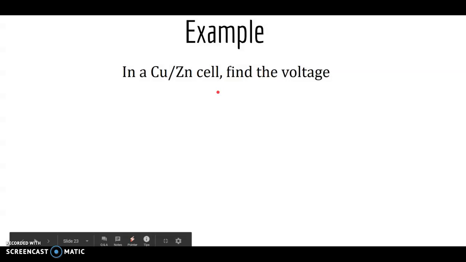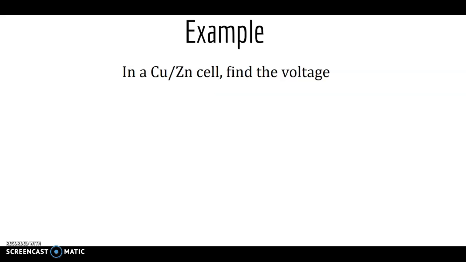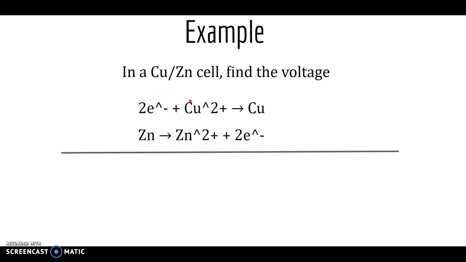Alright, for our next example, we're going to see if we can find the voltage of a CuZn cell. First thing we do, find the half reactions. This one's a little more simple. You just look on the table, find the reactions, and they're exactly as they are. You don't have to do any simplifying or anything like that.